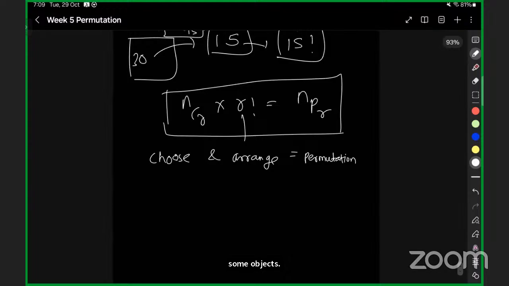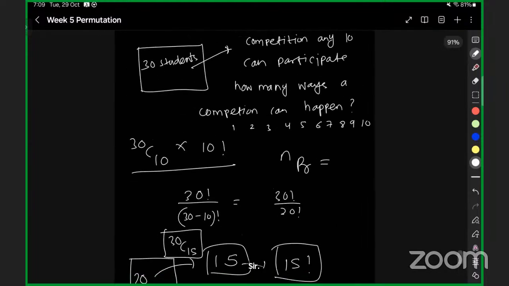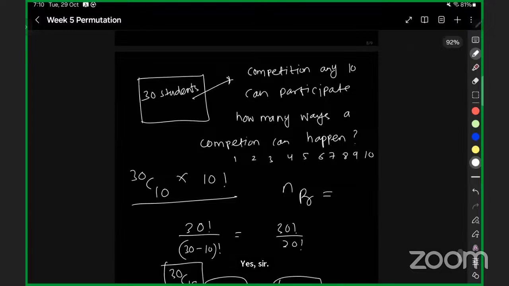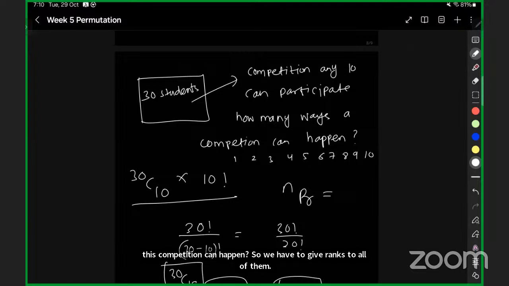Sir, can you explain that question? Yes. So we had 30 students. Out of that, any 10 can participate in the competition. And how many ways can this competition happen? So we have to give ranks to all of them. So whoever the 10 students got selected, they get ranks, right?